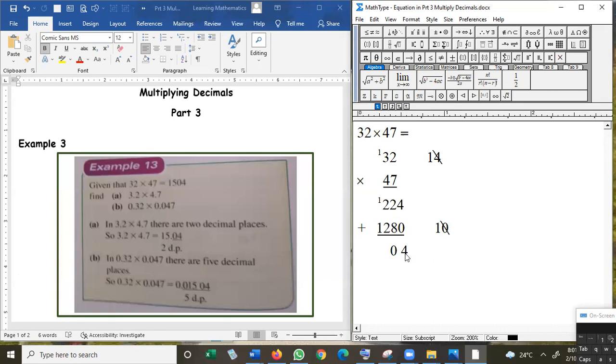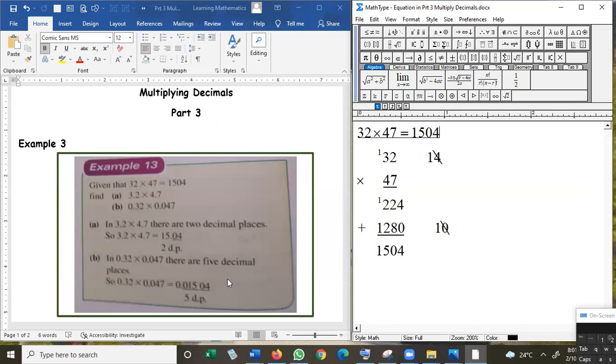So 4 plus 0 is 4. 2 plus 8 is 10. Bring down the 0, carry forward the 1. 1 plus 2 is 3, plus 2 is 5. And 1 plus 0 is 1. So here we have proven that 32 times 47 is 1,504.